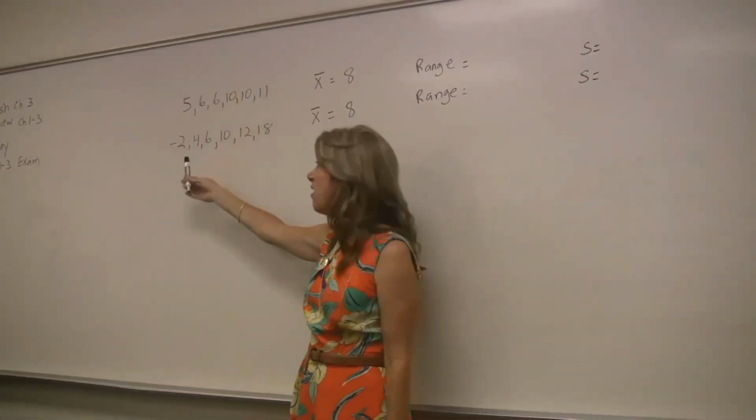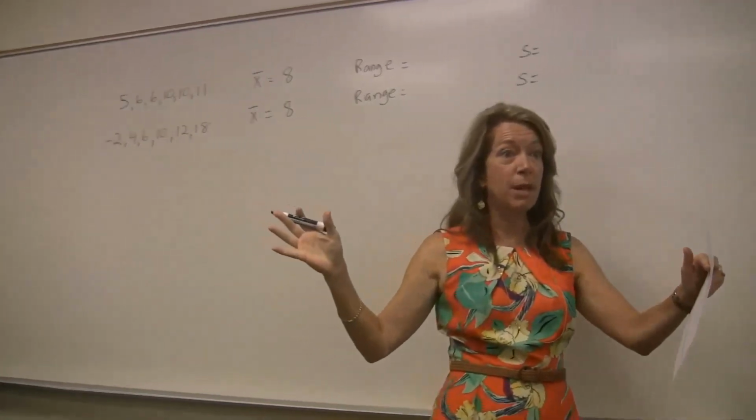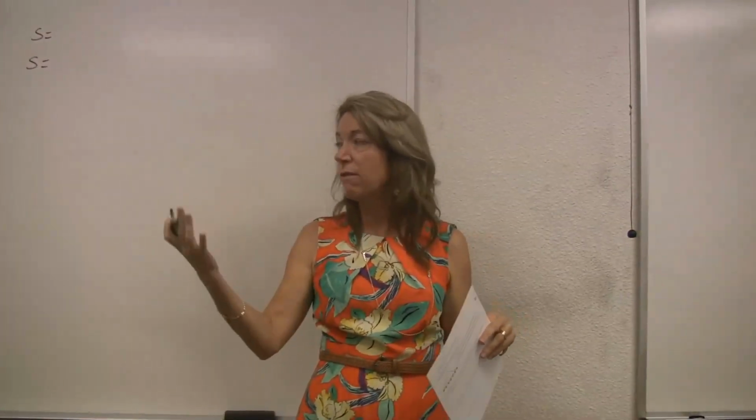These are all between 5 and 11. Think of a number line. These go all the way down to -2 and all the way up to 18. They're much more spread out from the middle. See what we mean by spread? That's what we're measuring with variation.